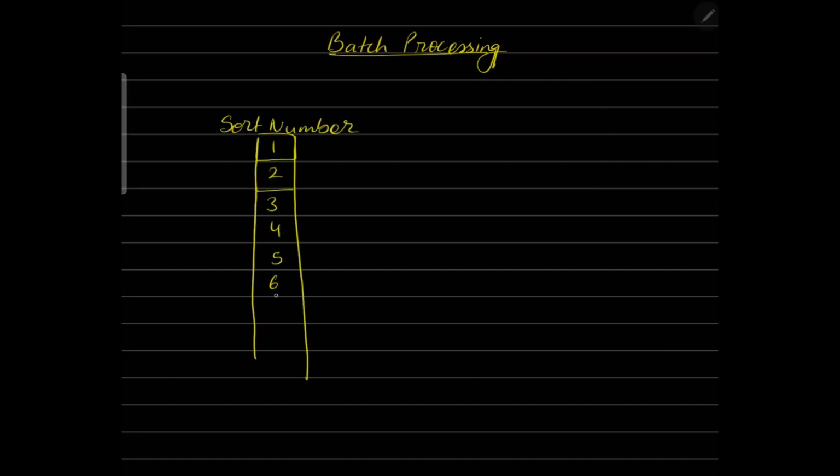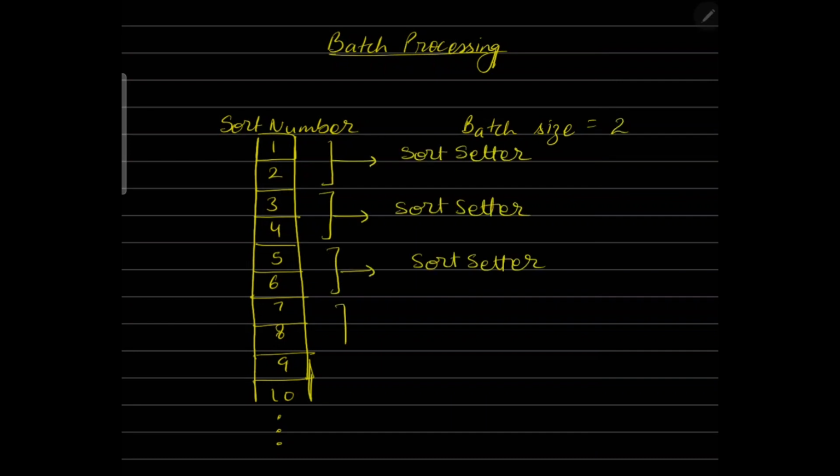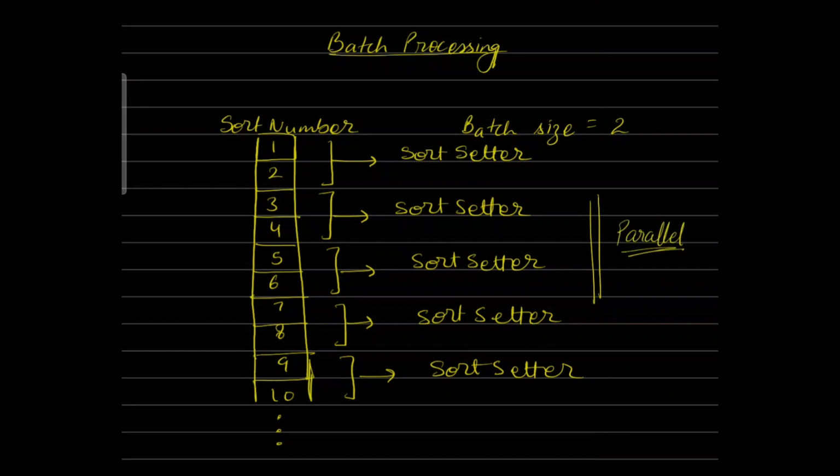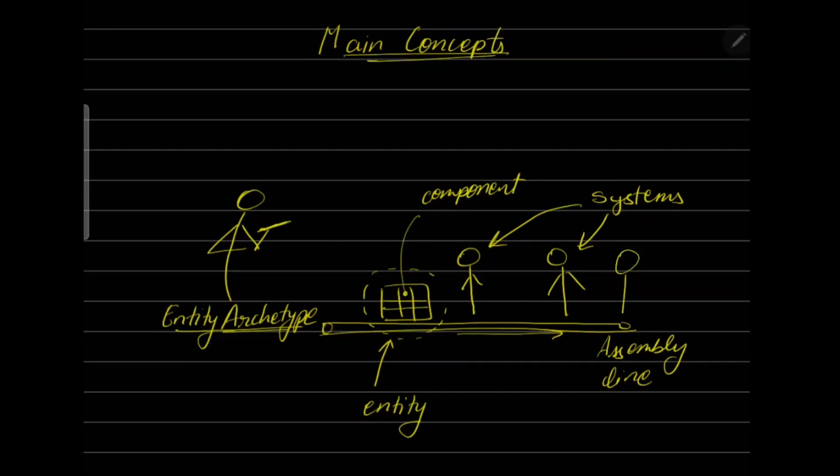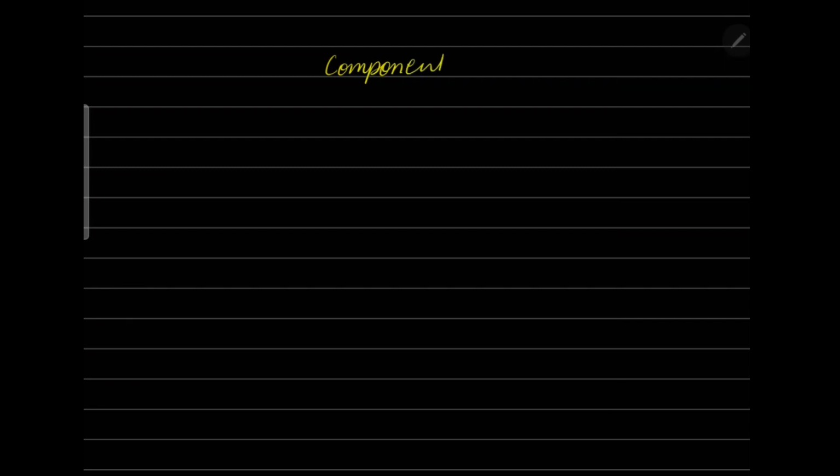In my implementation, Archetype creates multiple batches of entities, and each batch is processed in parallel to one another by the systems. Have you noticed how sort setter and sort system don't actually need to know about the entity itself? All they really care about is the sort number component. This is also true for almost every other system that we may need. This fact is exploited by ECS to optimize memory access.